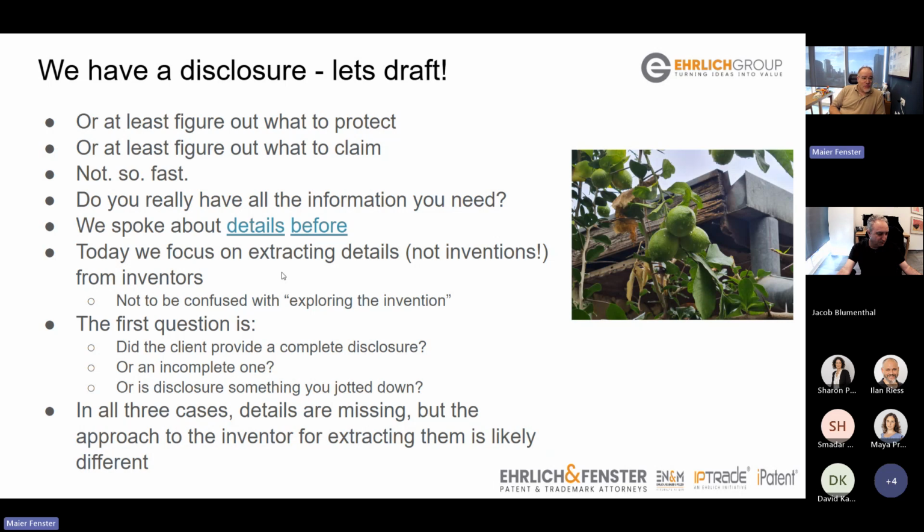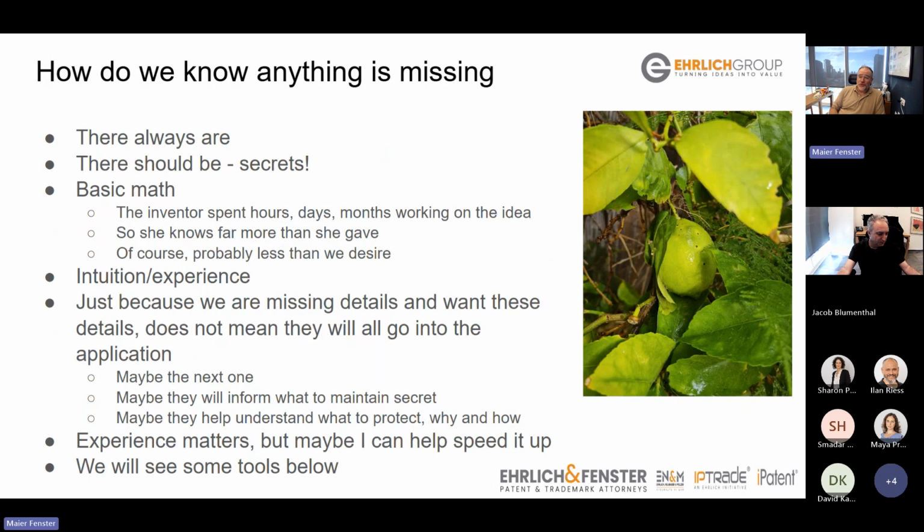Question you might ask, how do I know that if you got a complete disclosure, that there's stuff missing from it? Well, first of all, my experience is there's always stuff missing. More than that, there probably should be some stuff missing, secrets. But I just do basic math. Most inventions, the inventor has spent hours, days, or months working on. So the inventor knows much more than she gives you. And usually it's less than we want, but that's not part of the discussion today.